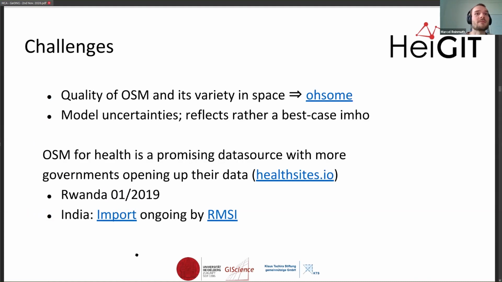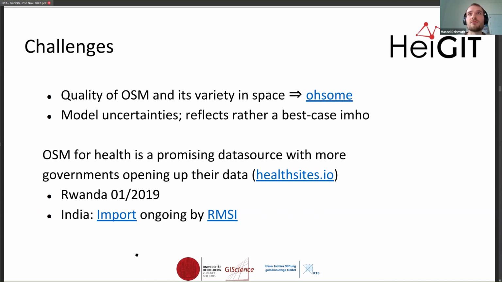Okay, this is my second last slide. Let me talk about the challenges. I already mentioned it. Quality of OpenStreetMap is questionable, and it varies in space. As we saw, Burundi is overestimated, probably regions like Somalia or Sudan may be underestimated, as there's not much focus of the community to map there. This is something to consider.